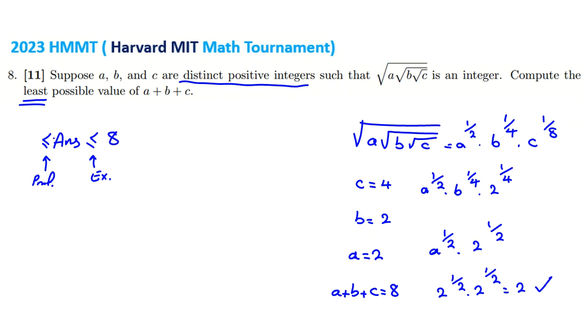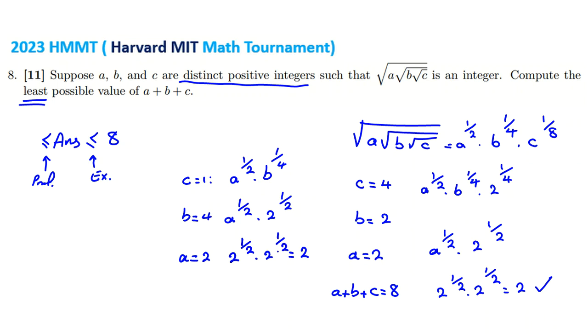So that's the reason you should work on both sides. Now, let's see, can we find a better example? Here, do you agree we can say C is 1? Okay. If C is 1, then you can get rid of that, and it will be A to the power of 1 half times B to the power of 1/4. Then we can say B equals 4, so it will be A to the power of 1 half times 2 to the power of 1 half. Then A equals 2. So it will be 2 to the power of 1 half times 2 to the power of 1 half equals 2. So in this case, A plus B plus C is 2 plus 4, 6, plus 1, 7.